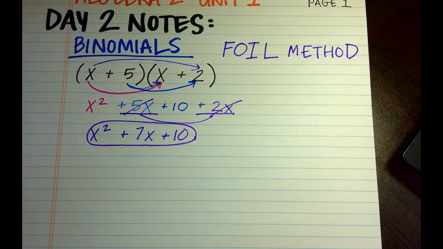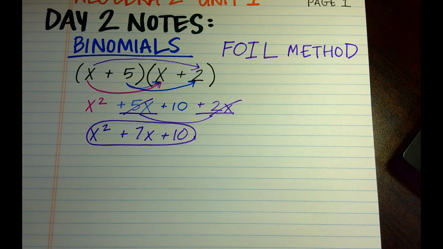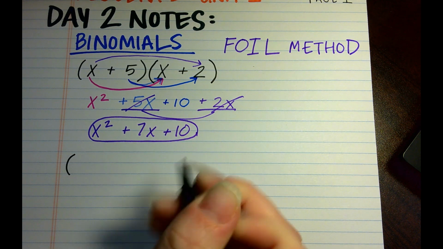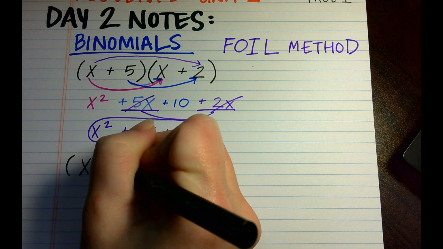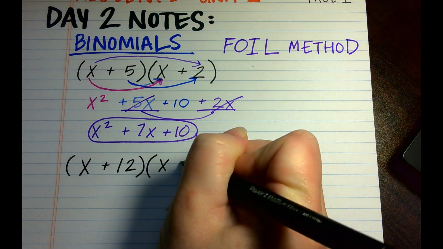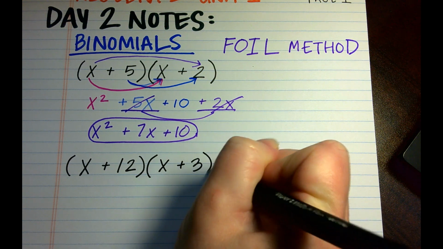So this was kind of like the discovery part of this lesson. I just wanted to see who knows how to do it. And now I'm going to actually teach you how to do it. So if you feel lost right now, not to worry. We're going to get you found. So let's talk about this FOIL method. And I'm going to give you a new problem to do that. Let's do x plus 12 times x plus 3.